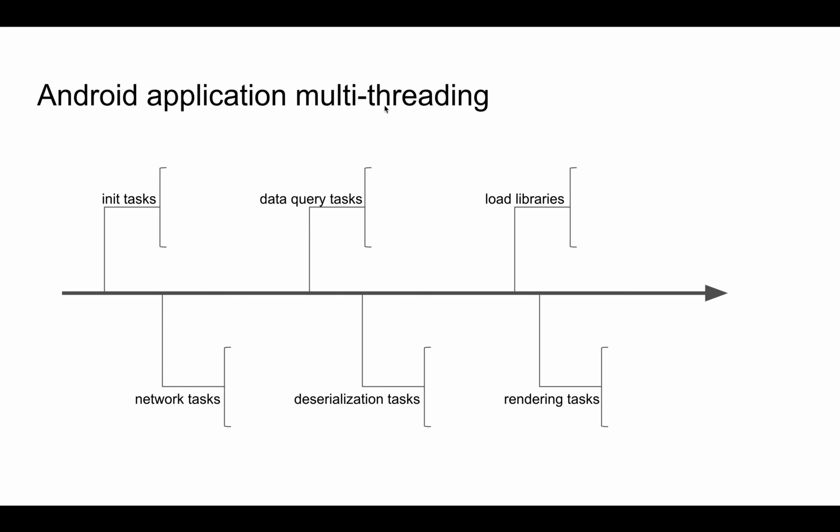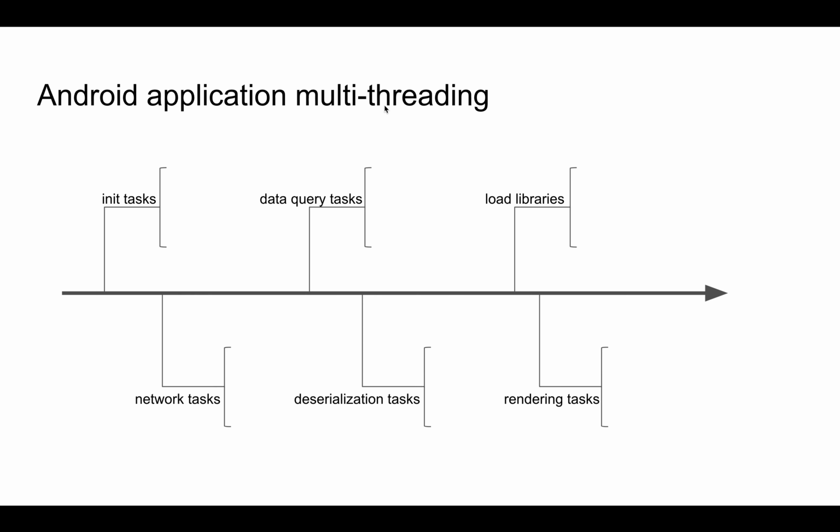Now let's look at multi-threading from the Android application's perspective. Lots of framework libraries are adopted in Android applications, and lots of threads could be created. As shown in the diagram here, during application launch, threads are created for initialization, data querying, library loading, networking, data deserialization, pixel decoding, and rendering. These tasks are being executed concurrently to speed up the application launch.